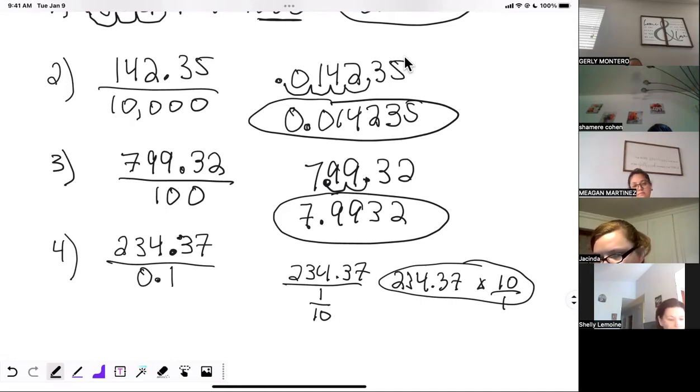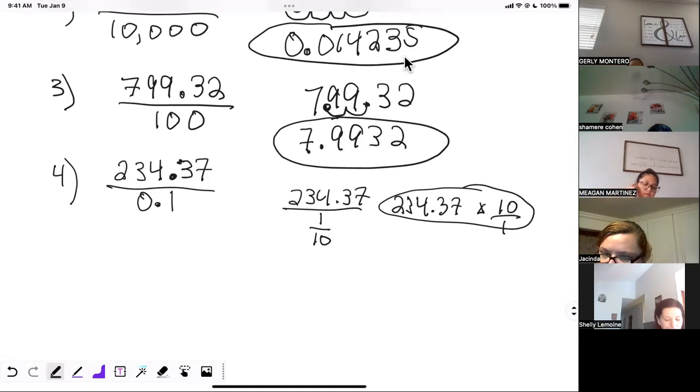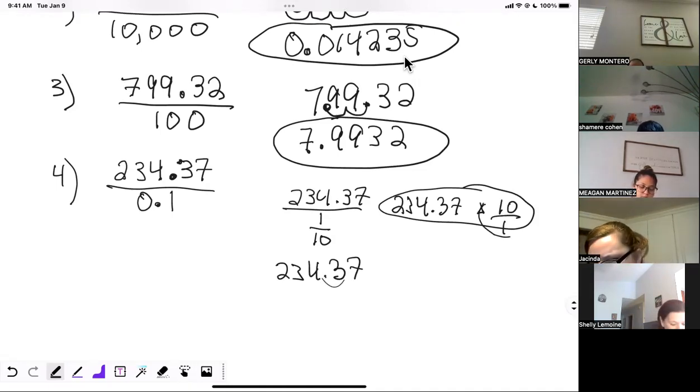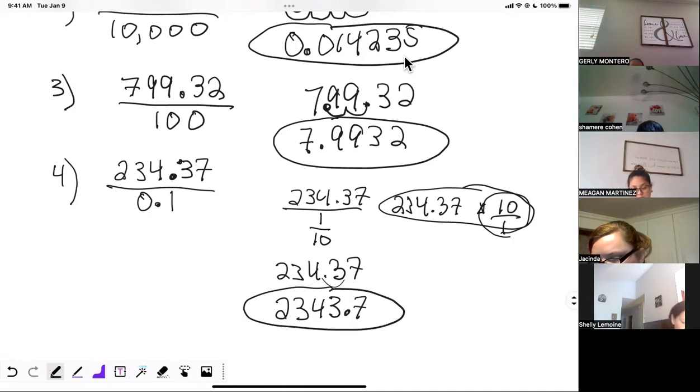So what happens is it becomes bigger. Just know that if you're dividing by a decimal of a power of 10, it's going to become bigger. So instead of 234.37, it's going to move over one decimal place because you're really multiplying by 10. So it becomes 2,343.7. It becomes bigger by one decimal place.